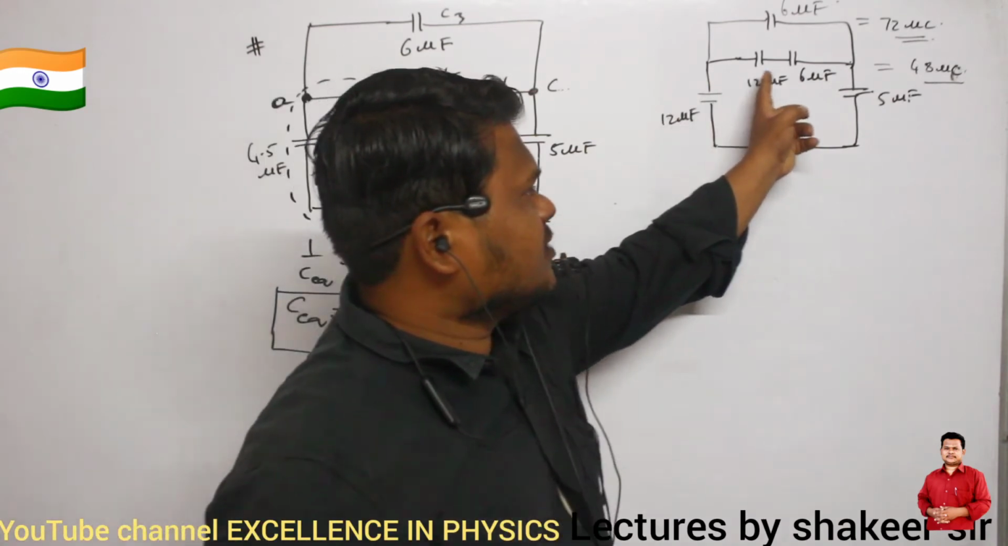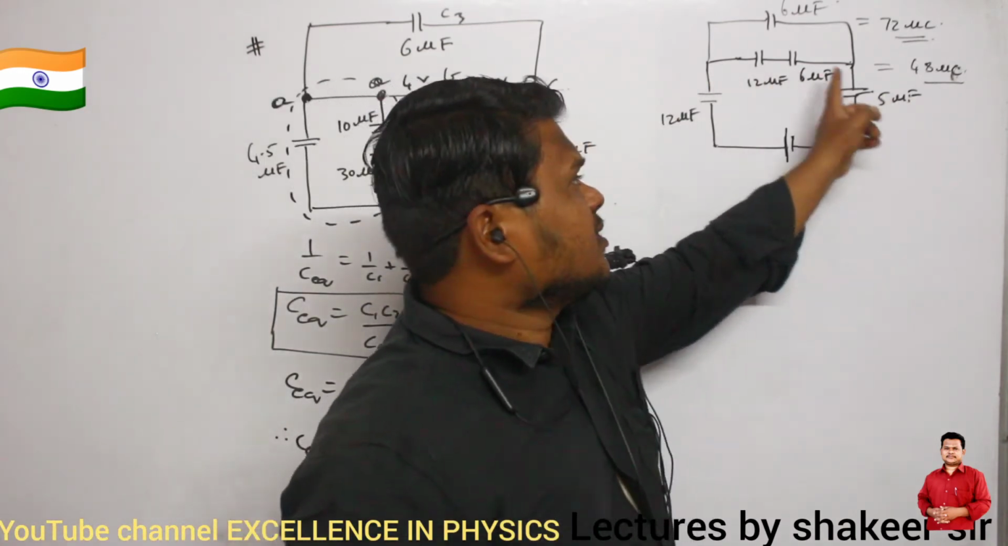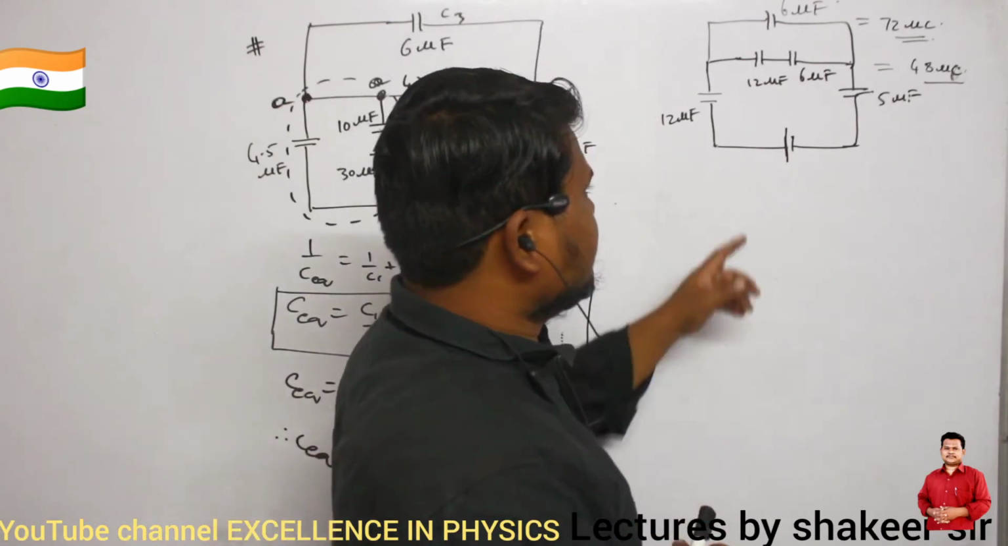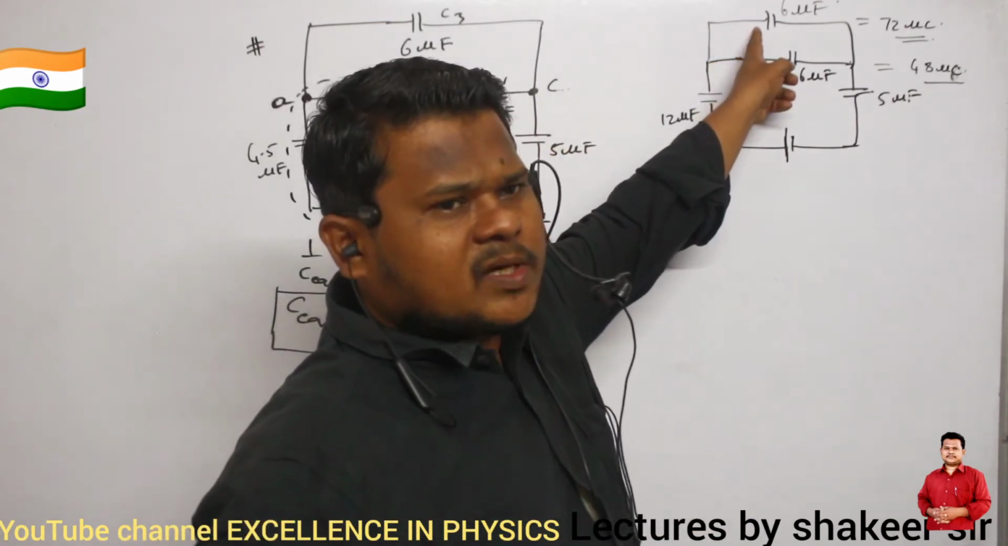So the charge stored in this branch is how much? 48. Charge stored in the above branch. Are you able to see this one, ma? Are you able to see this 6 microfarads? All of you?